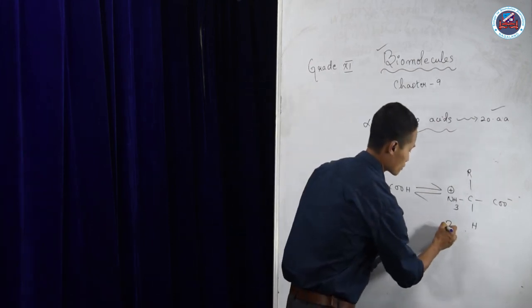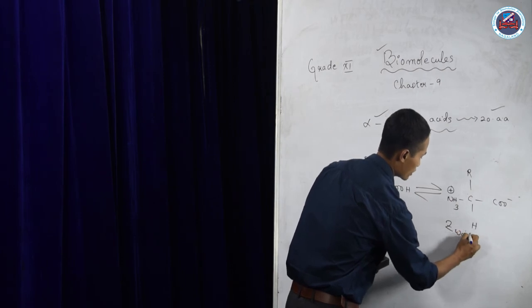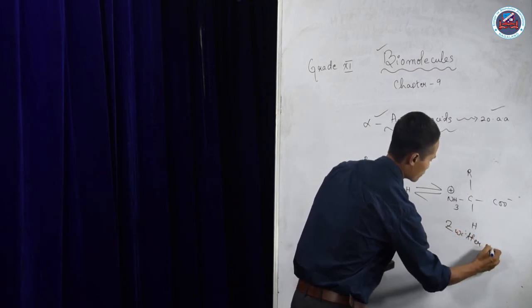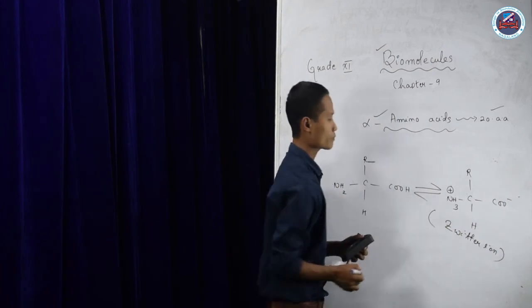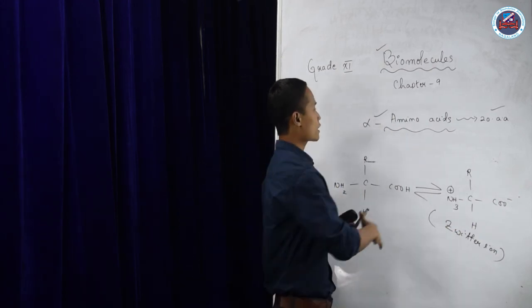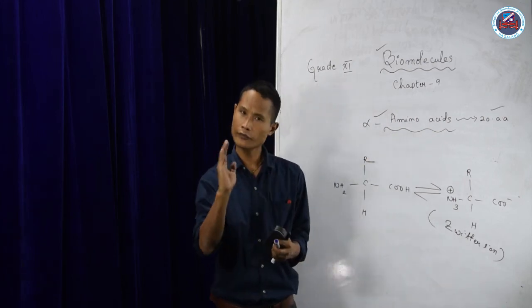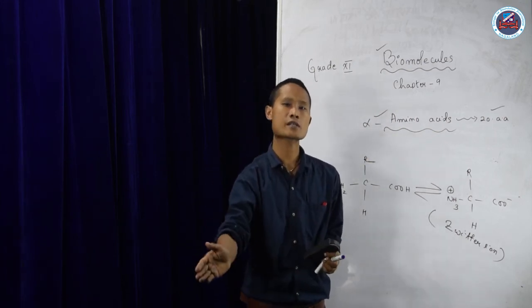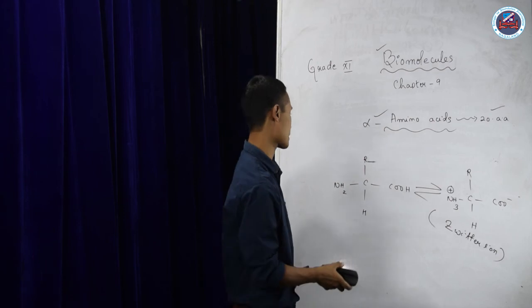Zwitterion. So this is very important. Amino acids, there are 20 different kinds of natural amino acids that are found in a living system.